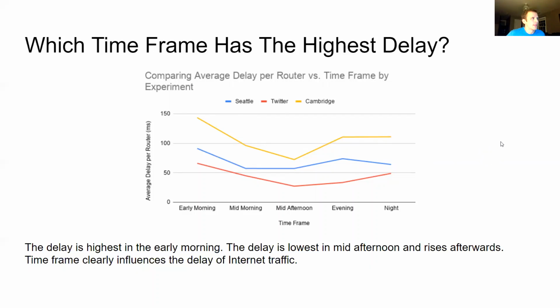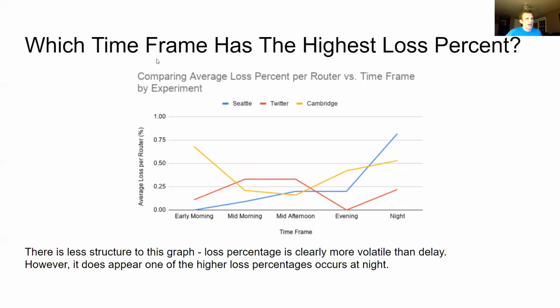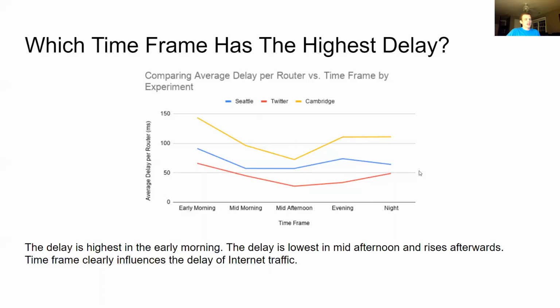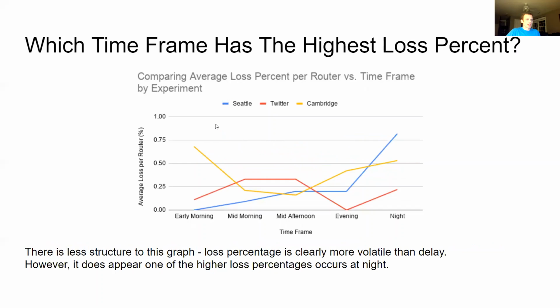Okay. And then we look at which time frame has the highest loss percent. So these are less pretty graphs. This has to do a little bit with the way the data is formatted in a percent form instead of raw numbers. However, you can see that there's no pattern here, right? This one's going up and down, and this one's the reverse. It's ridiculous. All right. So loss percentage is clearly far more volatile than delay, and there's little to maybe even no correlation here between time frame and loss percent.